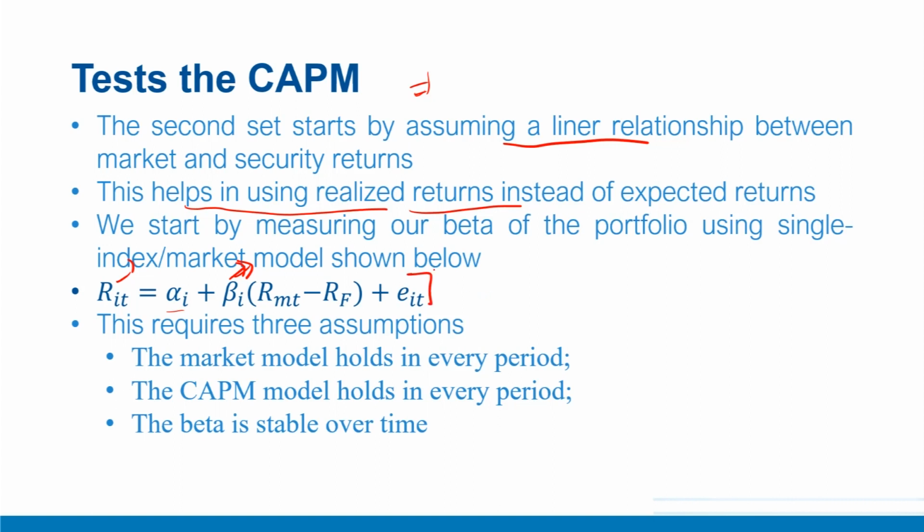We have already seen the index model, so it's like a single index model or market model, as we can see here. Now, application of this kind of model to describe reality hinges on the following three assumptions. First, this assumes that the market model holds in every period, and because we'll be using R_F in this model, it also assumes that CAPM holds in every period and that beta is stable over time. So this model, while using realized returns, assumes that the market model is valid, CAPM also holds, and beta is stable over time. With these assumptions, one can employ this kind of model on realized returns.